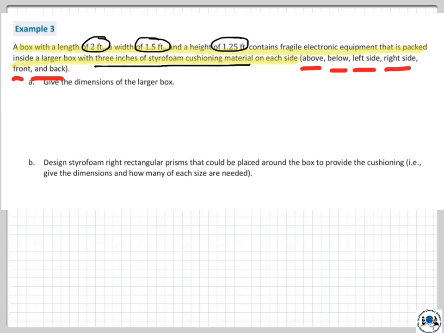Okay, so let's see where we are. All right, so the dimensions of the larger box. We're thinking 3 inches all around. Okay. First thing to do, and I would suggest this very much so, is to convert that 3 inches to feet, because all of the dimensions are given in feet. So let's go ahead and convert 3 inches to feet, and hopefully you did that. If you didn't, and this is helping you a bit, just go ahead and do it now.